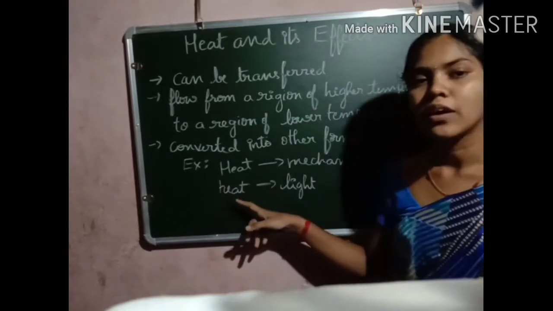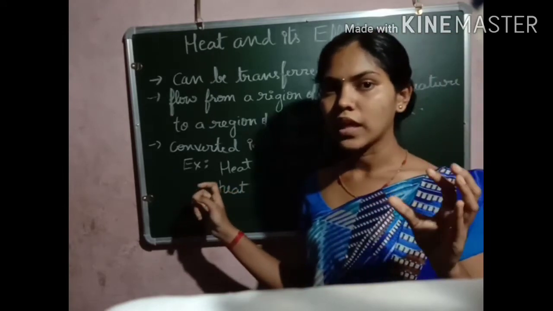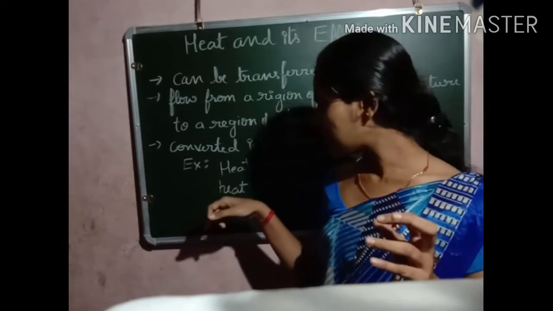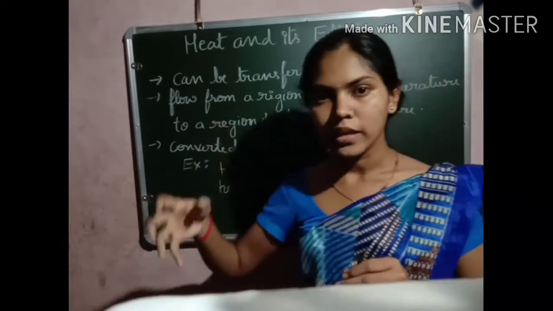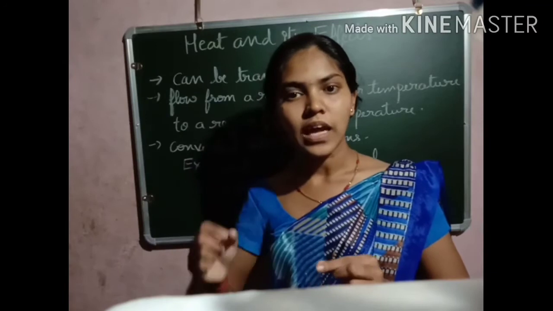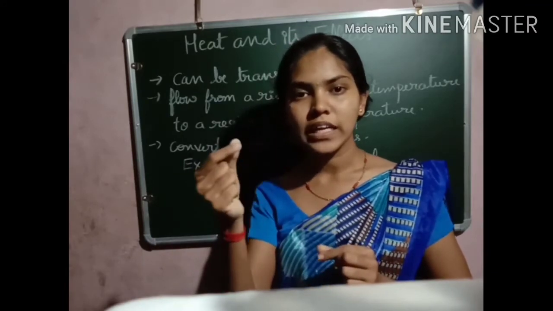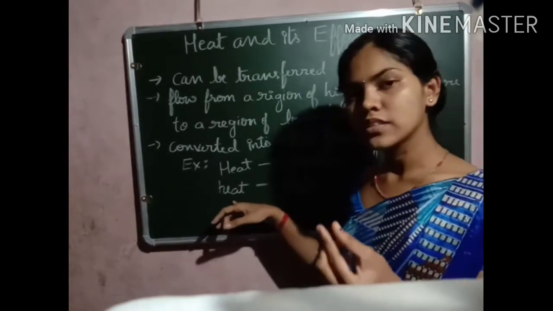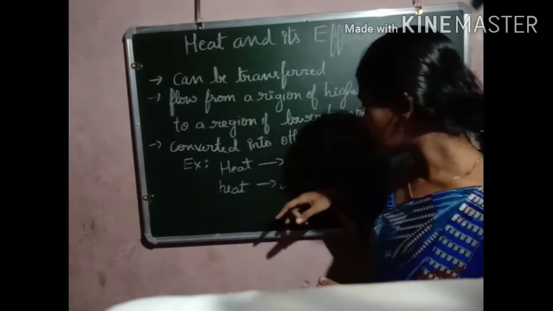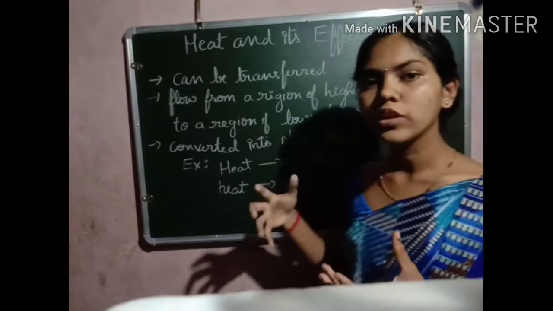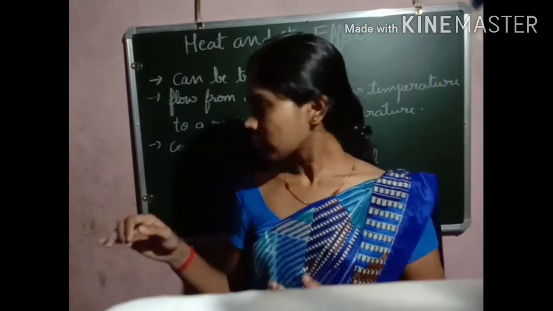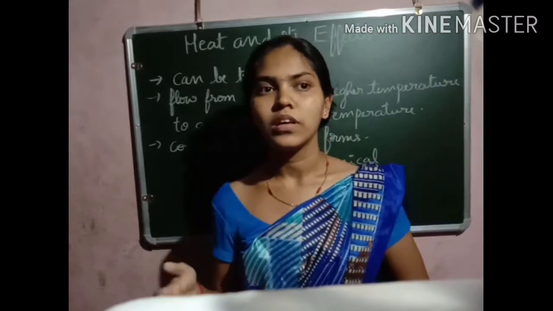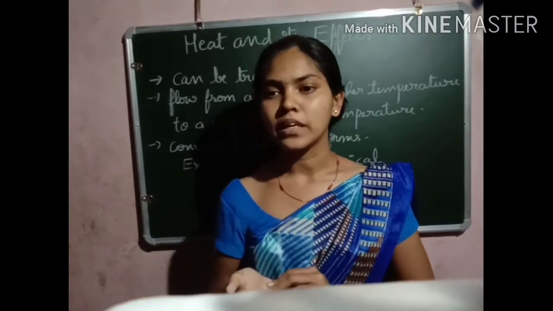For example, take the olden days bulb, the bulb which has a tungsten filament. What happens? It makes use of electrical energy and the tungsten coil gets heated and is converted into light energy. When the tungsten filament is heated, it is converted into light energy, so you get the light. Then heat energy to mechanical energy. We can give so many examples.